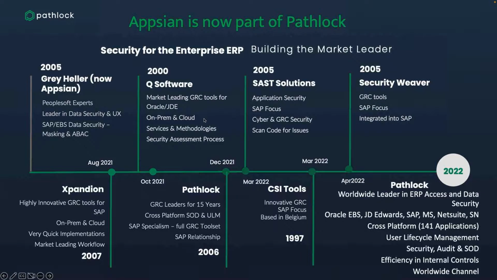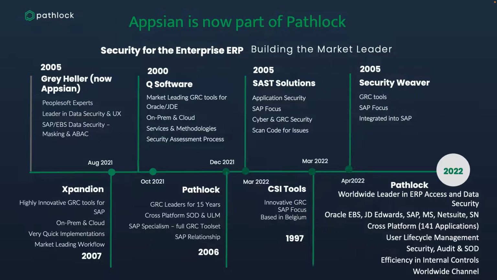So a little bit about Apsian and how we're now part of Pathlock. You can see it's really been a large merger of many different organizations. Apsian started back in '05. We've also included Q Software, SaaS Solutions, Security Weaver, Expandian, Pathlock, CSI Tools, and we're now part of Pathlock. So it's a very large group, and what we're able to do with that is really extend the solutions that we're able to provide to a lot of our customers.